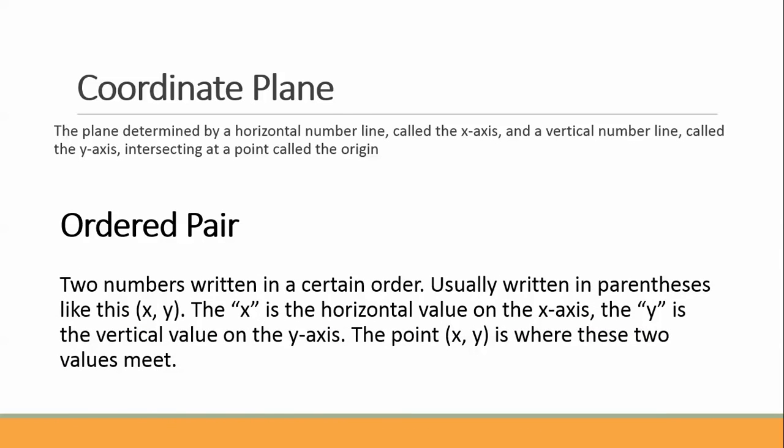An ordered pair is two numbers written in a certain order, usually written in parentheses, like this, with the x, y here. The x is the horizontal value on the x-axis, and the y is the vertical value on the y-axis. The point (x, y) is where these two values meet.